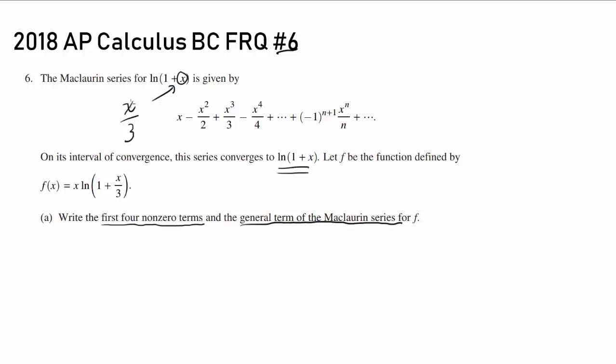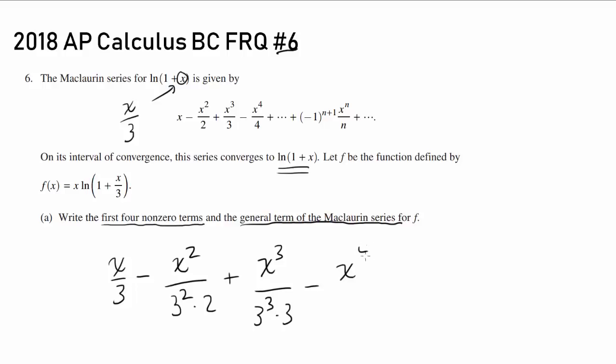Well, let's think about this. We're plugging x over 3 into natural log of 1 plus x. We are replacing x with x over 3. So let's replace every single x with x over 3. So we are going to have x over 3 minus x squared over 3 squared times 2 plus x cubed over 3 cubed times 3 minus x to the fourth, 3 to the fourth times 4. And of course, we have to remember to multiply by x.